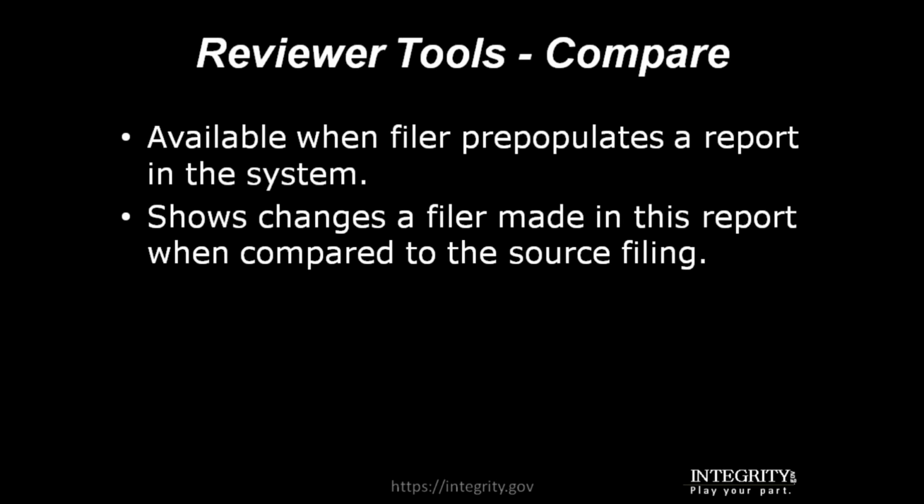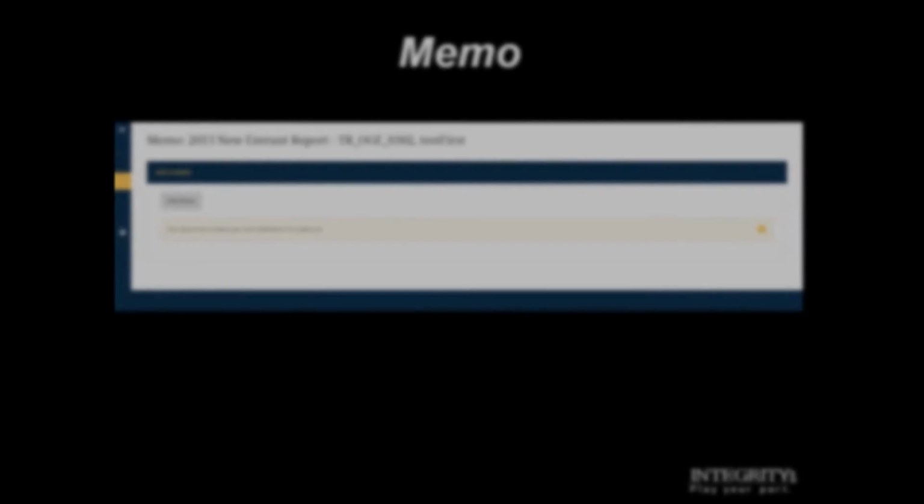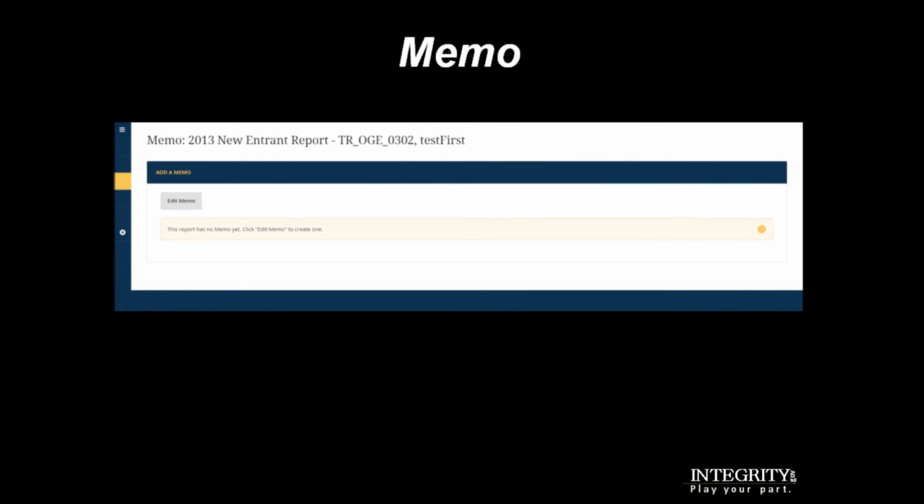In this case, there is no Compare view because the filer's report was her first report in the system, a new entrant. Integrity also provides agency reviewers a private, separate memo area where you can store information about this report and filer. OGE cannot see the agency memo, and the agency cannot see the OGE memo data area. OGE only has the memo field for those reports that OGE certifies.